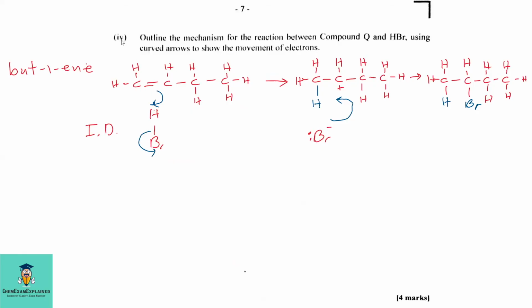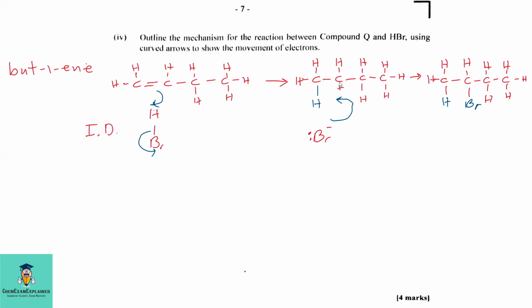Part 4. Outline the mechanism for the reaction between compound Q and HBr using curved arrows to show the movement of electrons. Remember earlier, we said that once you're looking at the movement of electrons, we use curved arrows. But the single barbed arrow moves only one electron, while the double barbed arrow or curved arrow moves two electrons. So in this case, we are not moving one electron, we are moving two electrons.